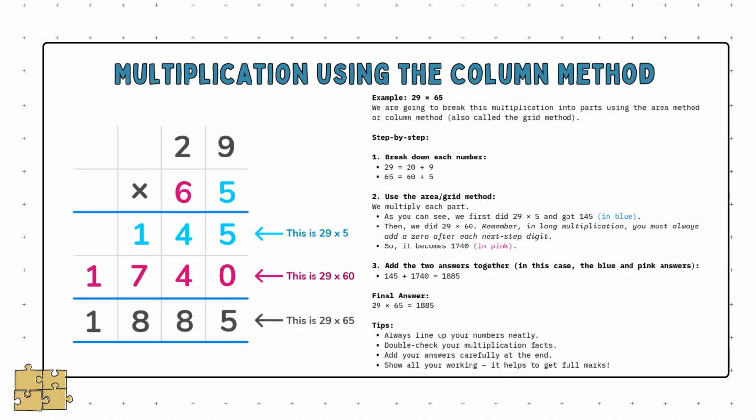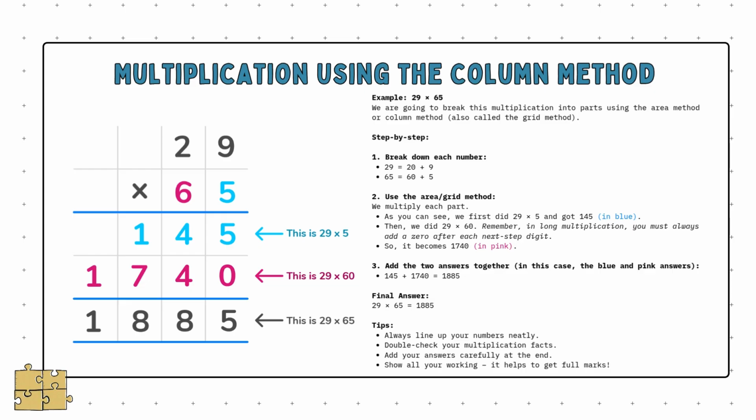Now we move on to 29 times 60. This is a trickier part, but don't panic. This time we do 20 times 60. This gives us 1200, and 9 times 60 gives us 540, and we add them together. So 1200 plus 540 equals 1740. We'll write that one down in pink, as you can see on the screen.